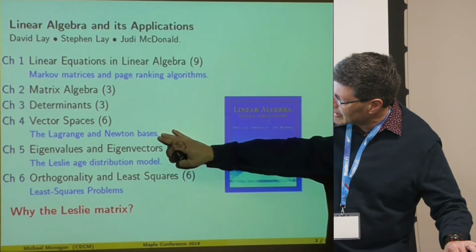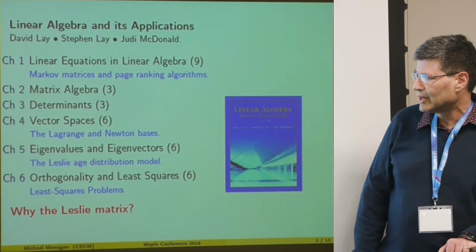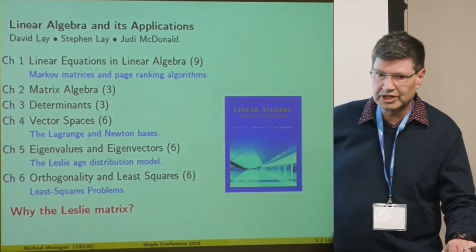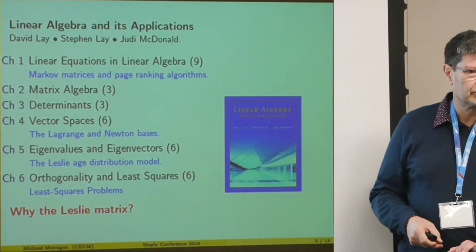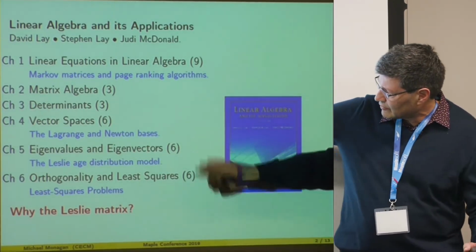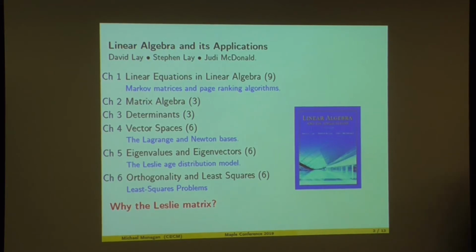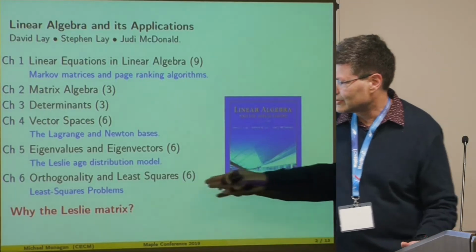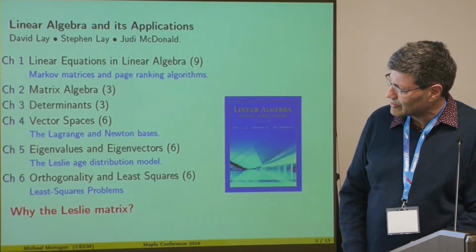For vector spaces, that's a challenge because most of the texts don't really have an application. They don't have a good one. So I've settled on using the Lagrange basis and the Newton basis representation for polynomials as the application that I want to cover. The Leslie age distribution model is the one I've chosen for eigenvalues and eigenvectors, and in this text you don't get to choose the application for orthogonality because it comes with least squares. Least squares approximation is the application. The author's already chosen that for you. It's 2 sections in the book. Even the title of the chapter has it there.